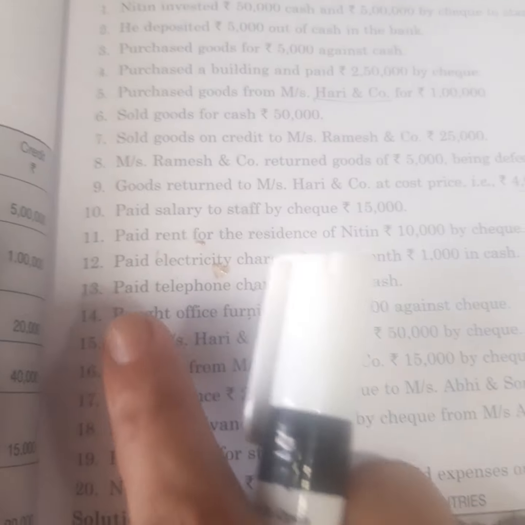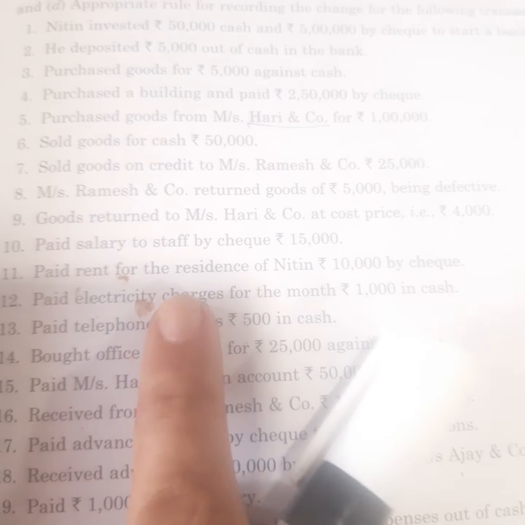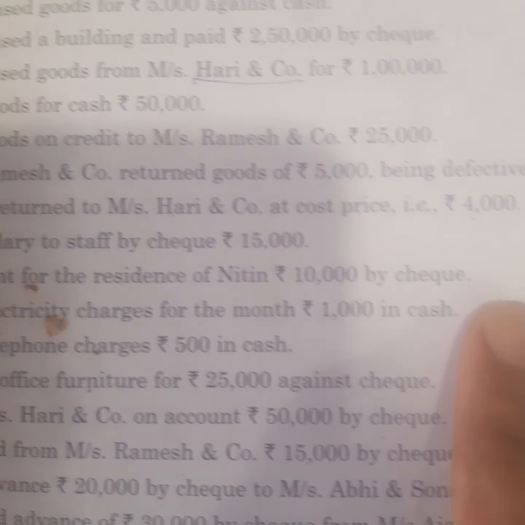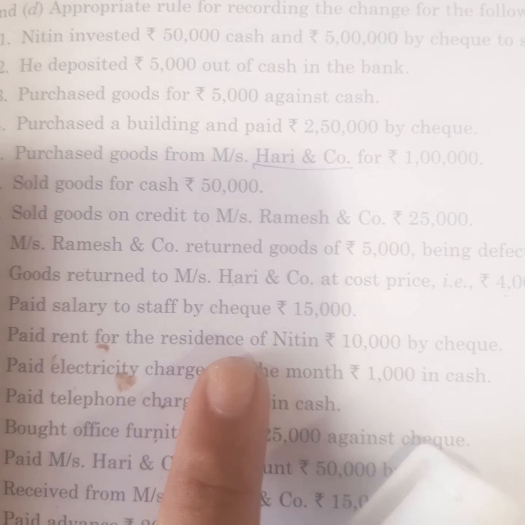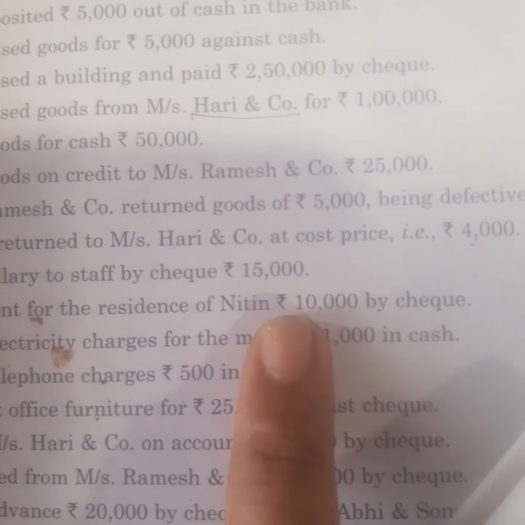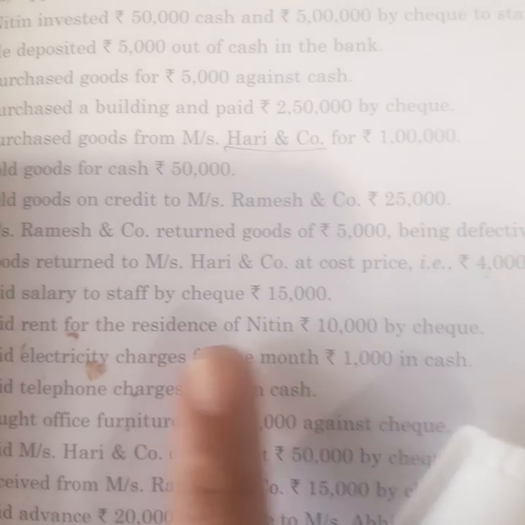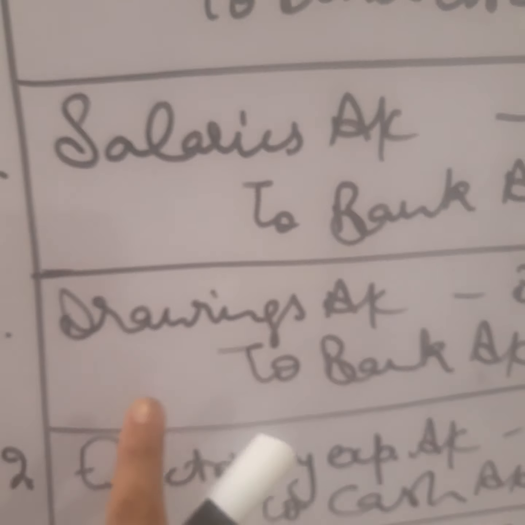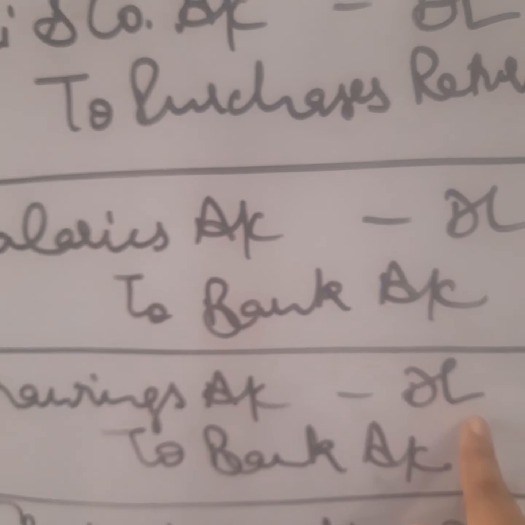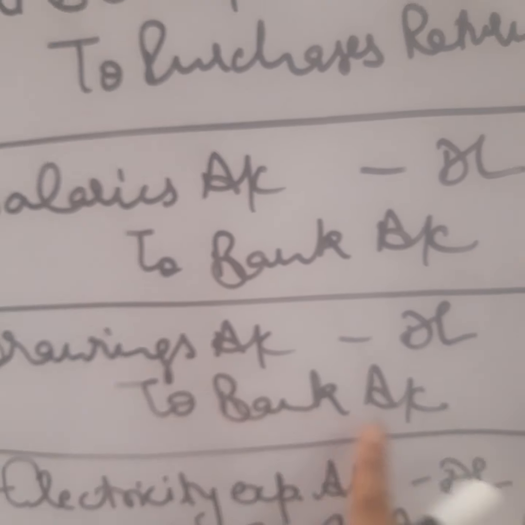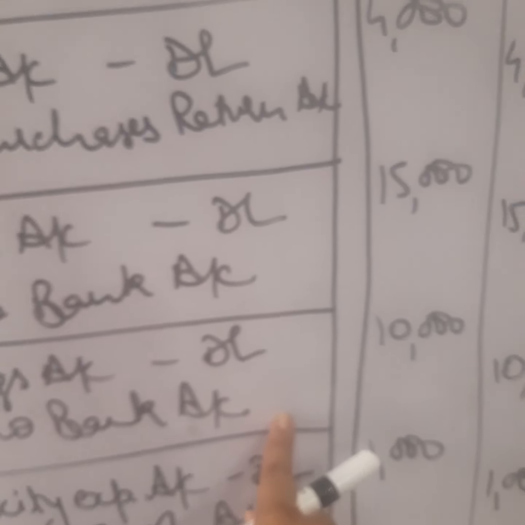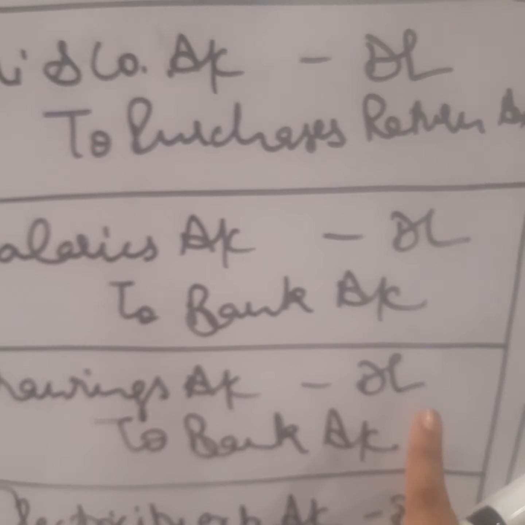Now the next is: paid rent for the residence of Nitin for 10,000 by check. Nitin is the owner, he is paying rent for his residence from the bank account of the business. So this will be called his drawings. So the drawings account, his capital is being reduced with the drawings, so drawings will be debited. Bank balance is getting reduced, so it will be credited. So the entry will become drawings debit to bank account.